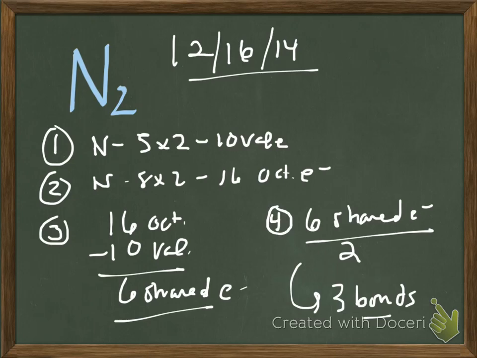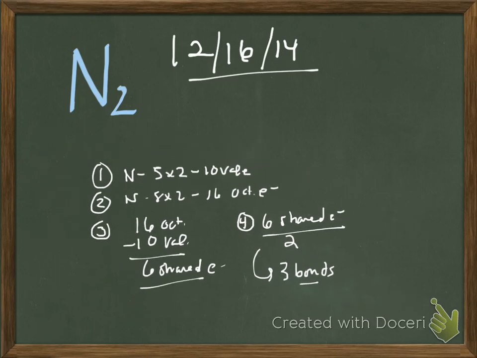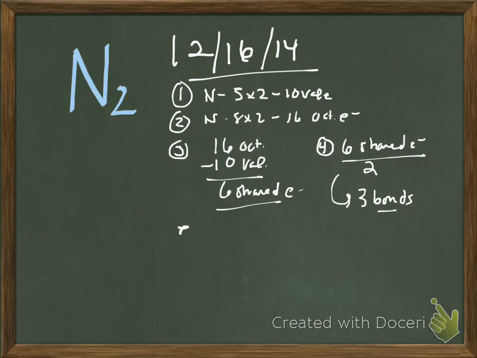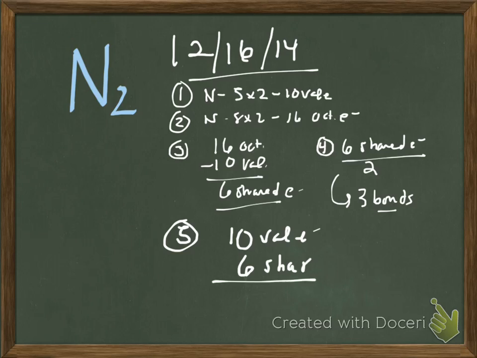We need to figure out how many unshared electrons there are. So, step 5. There are 10 valence electrons that we started off with, and we're sharing 6 electrons. How many unshared pairs are there? There are 4 electrons that are not shared, so 2 unshared pairs, right. Make sense? Seem good so far?